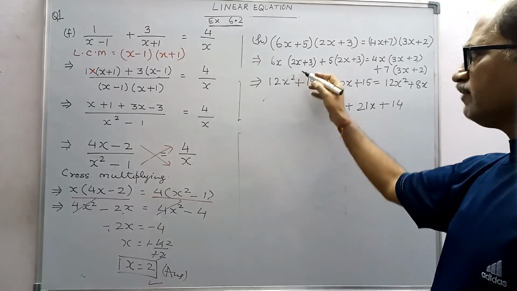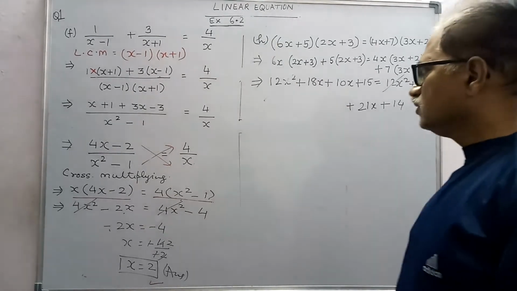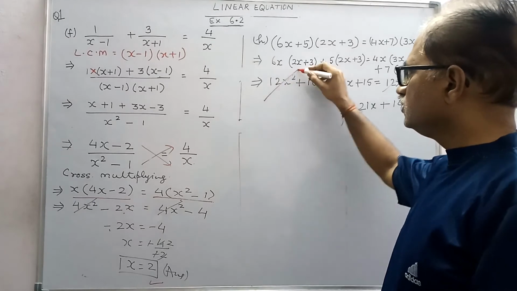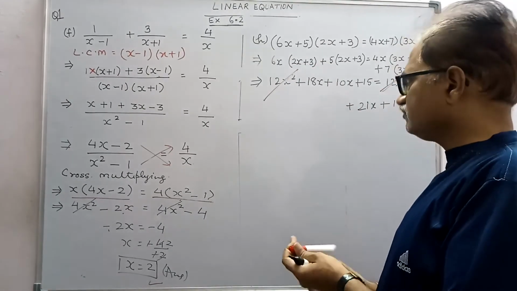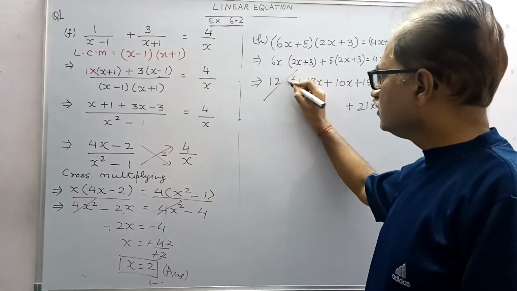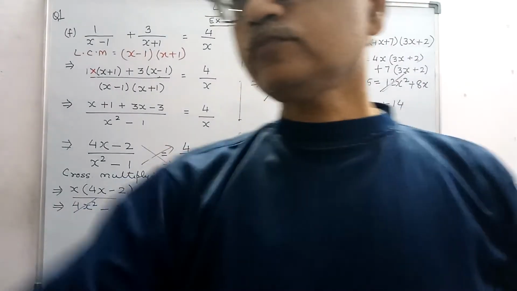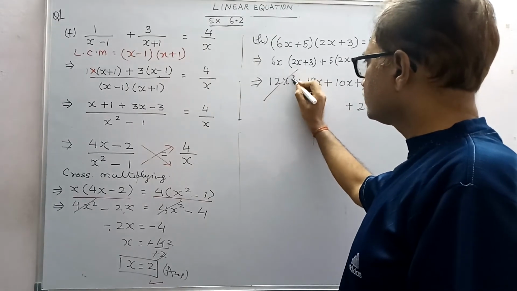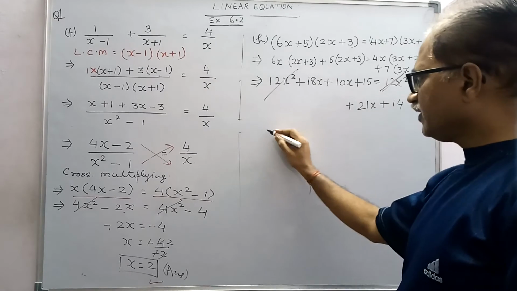You have 12x square on this side, 12x square this side, will be cancelled out. They will be cancelled because one belongs to LHS, one belongs to RHS. So when you transpose them, they will be cancelled out. So we directly cancel them here. So as a result, you see this value. Now this is x square, 12x square cancel both sides. 18 plus 10, that will be 28.